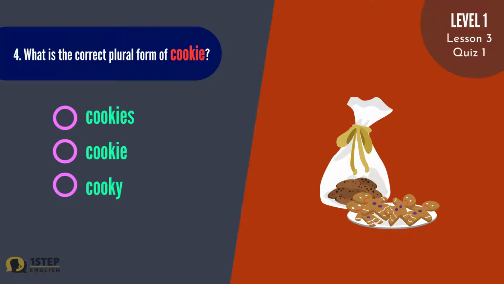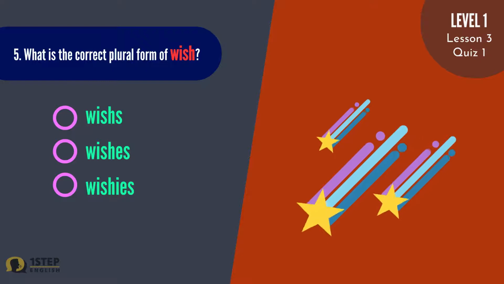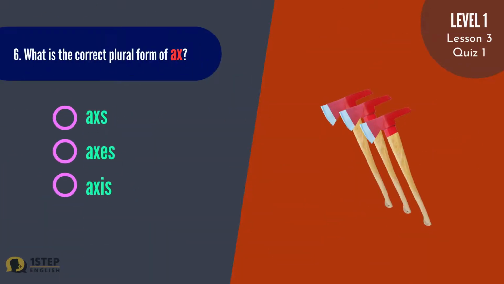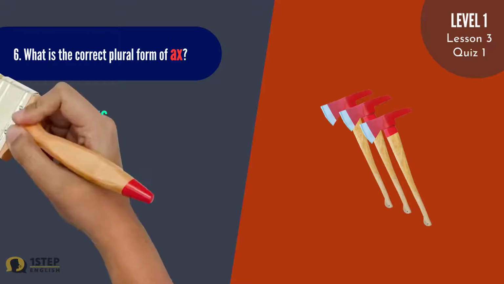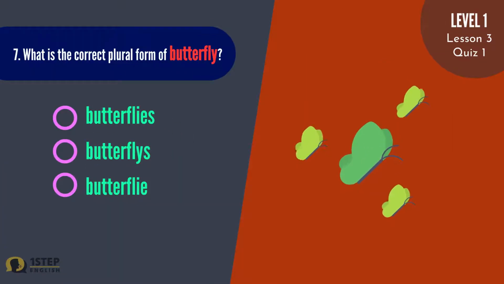Number 4. What is the correct plural form of cookie? Number 5. What is the correct plural form of wish? Number 6. What is the correct plural form of axe? Number 7. What is the correct plural form of butterfly?